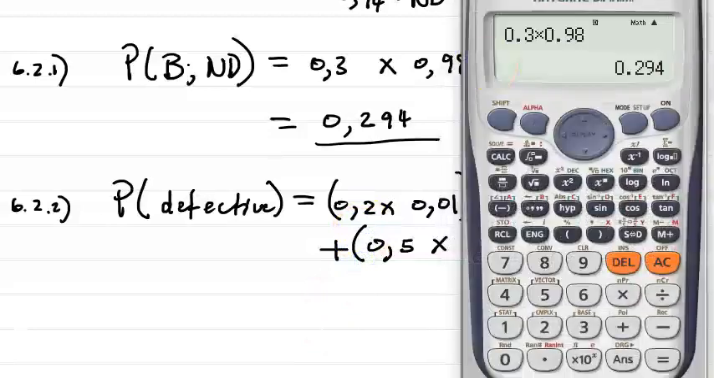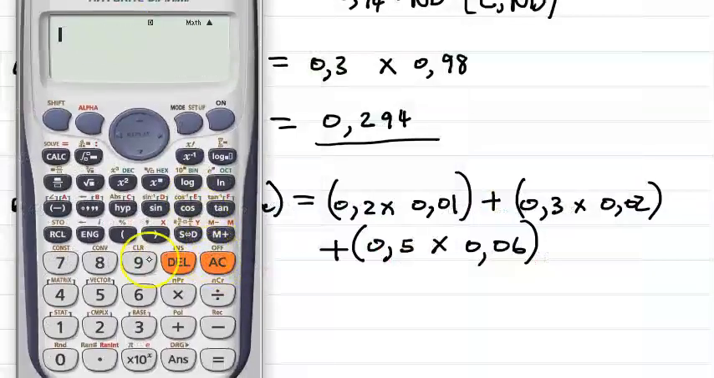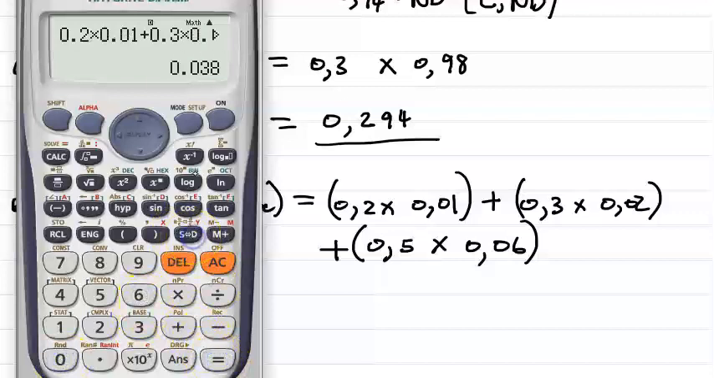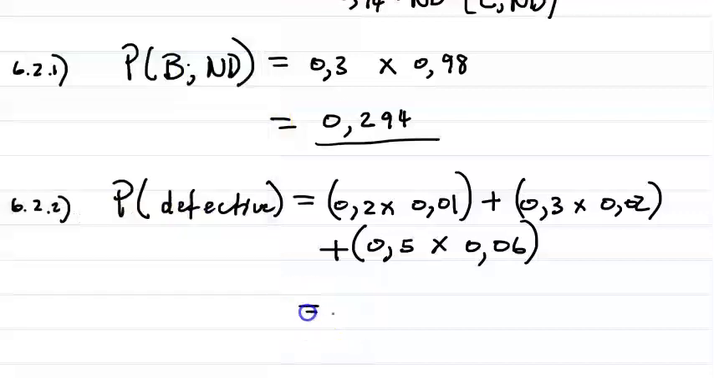Now let's put that in our calculator. 0.2 times 0.01 plus 0.3 times 0.02 plus 0.5 times 0.06, and that's equal to 0.038. We'll leave that to 3 decimal places. You could have rounded off to 2 decimal places, which will leave us with 0.04, but I'll leave my solution like that. So once again, learners, that is how we answer an examination type question on tree diagrams.